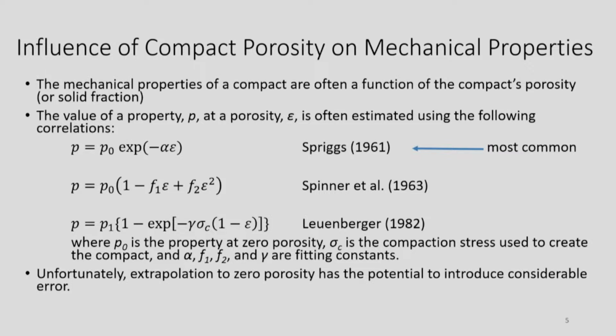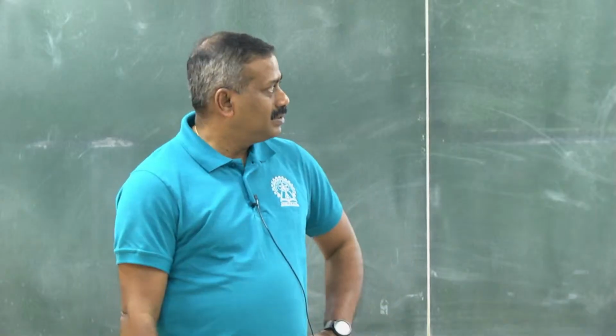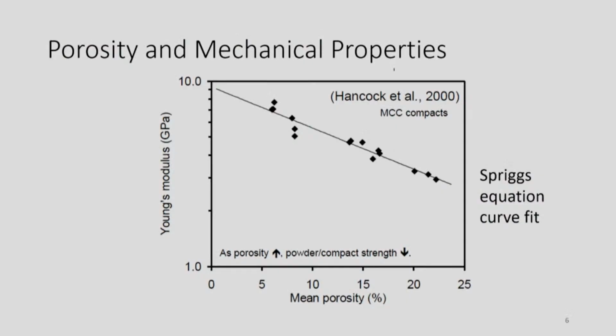So the fitting constants, where will you get that? From the fits. You plot it and then fit it. Okay. So again, the intercept is the P0 value. Okay.